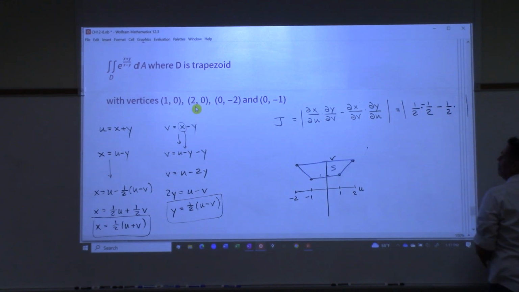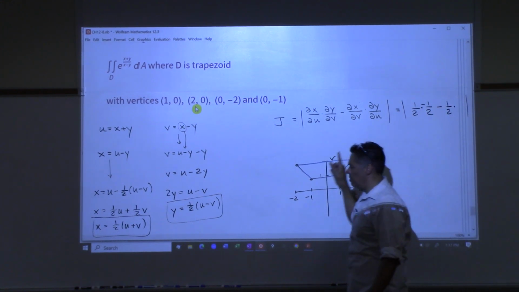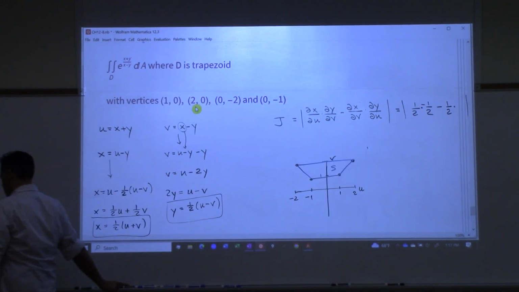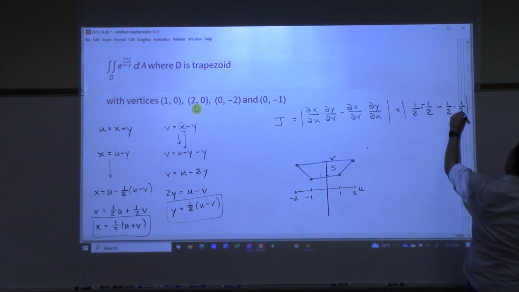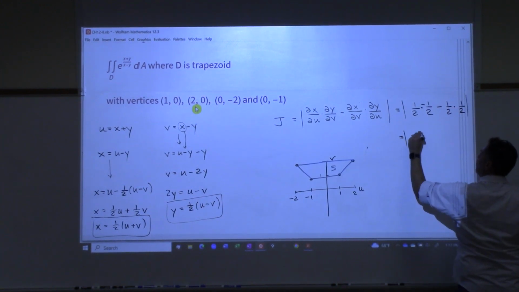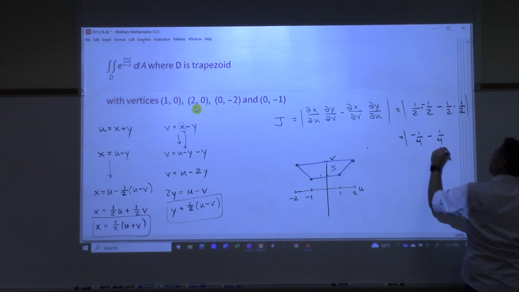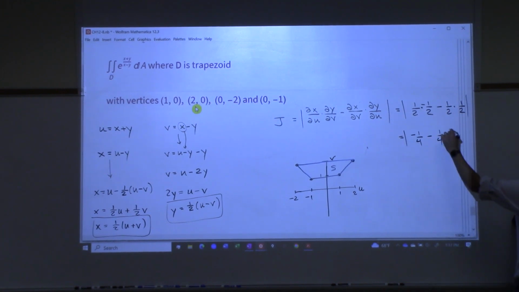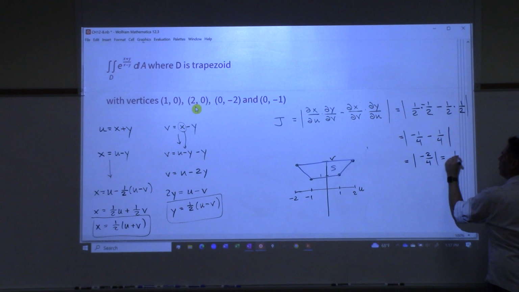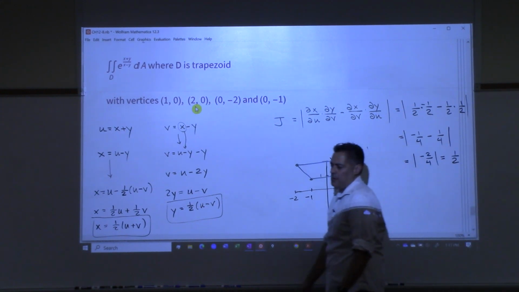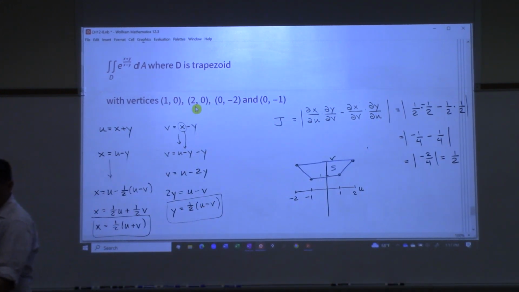And finally, partial of y with respect to u, which is a half, right? And then we have negative 1/4 minus 1/4, which is negative 2/4. And take the absolute value, you get 1/2. So with this transformation, we have to scale everything by a half to change the variable over, all right?